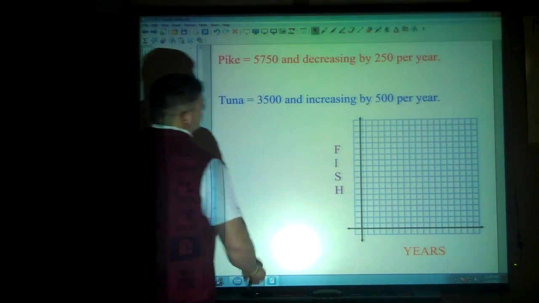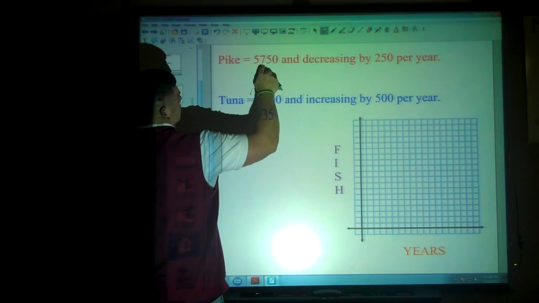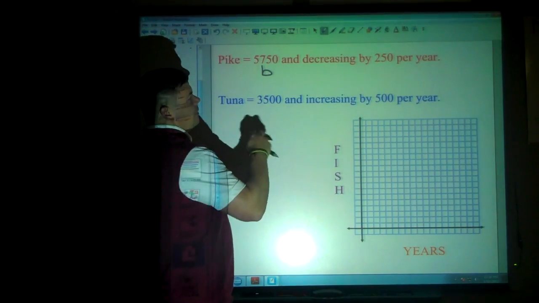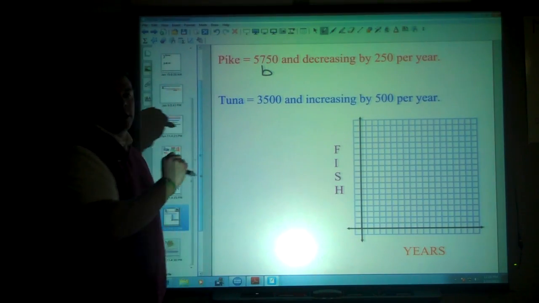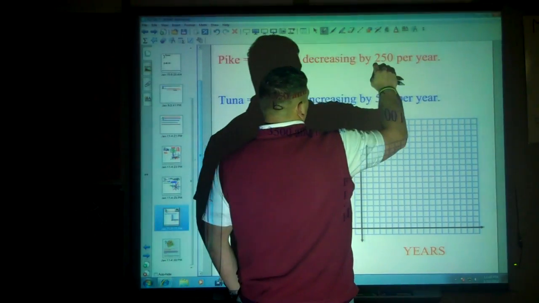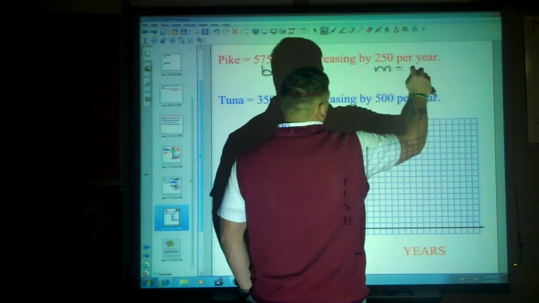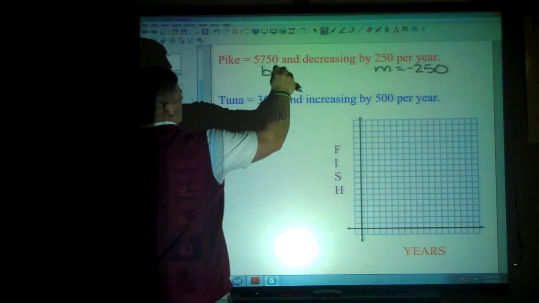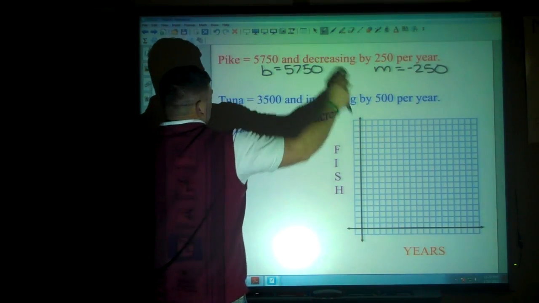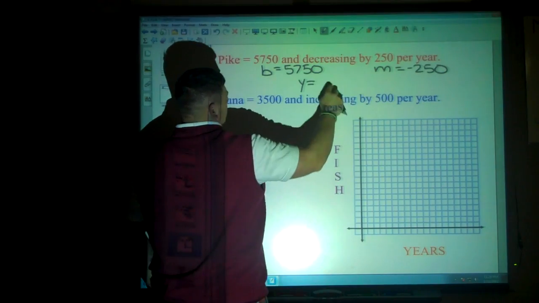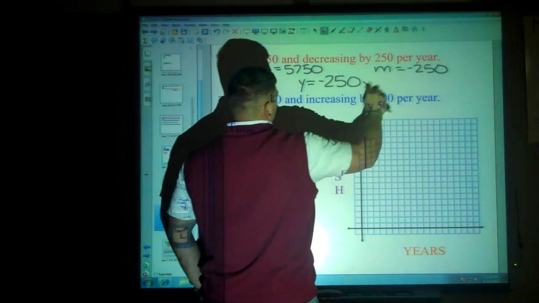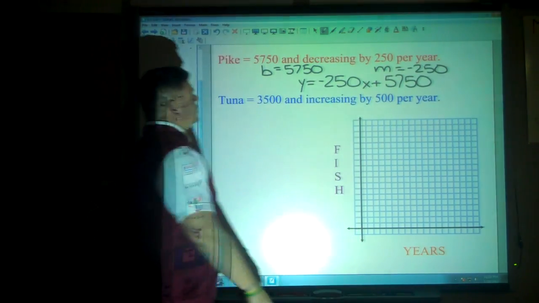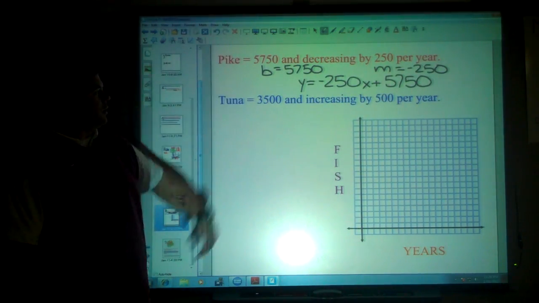The fish, the pike, has a starting amount of 5,750. That's your B value. In any kind of a linear model, the initial starting amount is your B. And over here we have a slope, but it's negative 250 because it's going down by 250 every year. So we have 5,750 for our B. That means y equals negative 250x plus 5,750. That equation represents all the pike going down 250 every year.